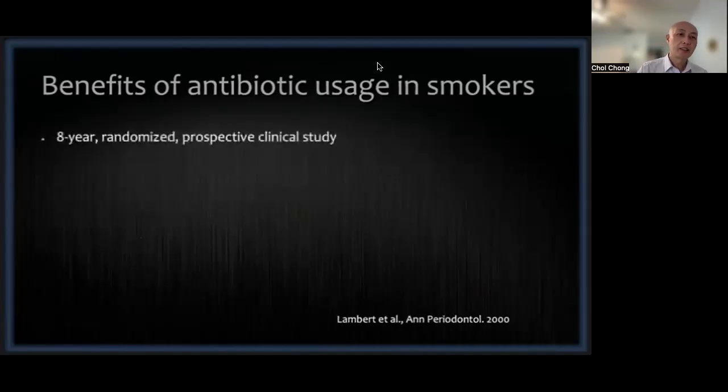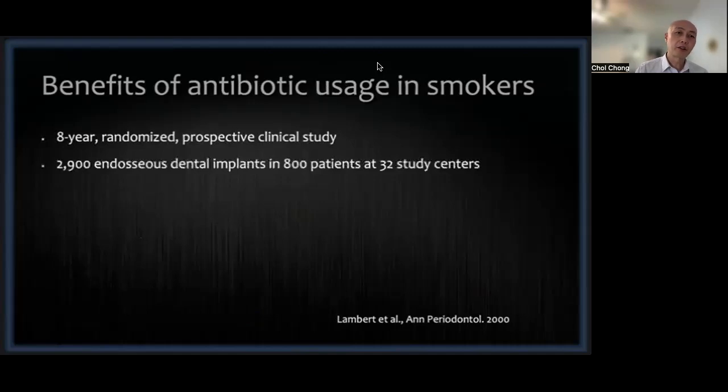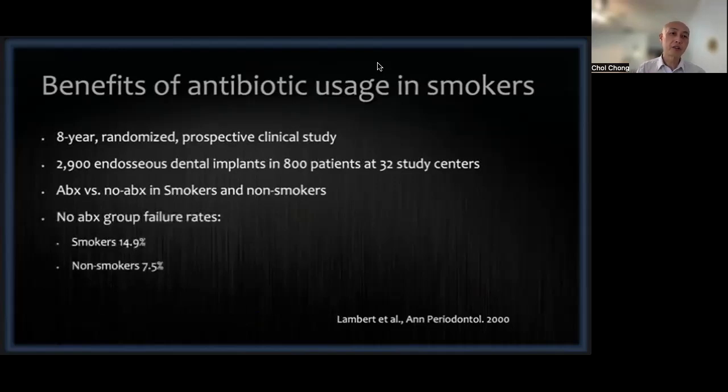Let's look at another study that was an 8-year randomized prospective clinical study, which is a long-term study that looked at close to 3,000 dental implants placed in 800 patients at 32 different study centers. And they broke down different groups into antibiotics versus no antibiotics in both smokers and non-smokers. And what they found was that in patients that did not receive any antibiotics, the failure rates were significantly high, especially in smokers at 14.9% versus non-smokers at 7.5%. However, in patient groups that received antibiotics, the failure rate was significantly less in both smokers and non-smokers at 4.7%. So this study tells us that there is an advantage to using systemic antibiotics, but especially in smokers.